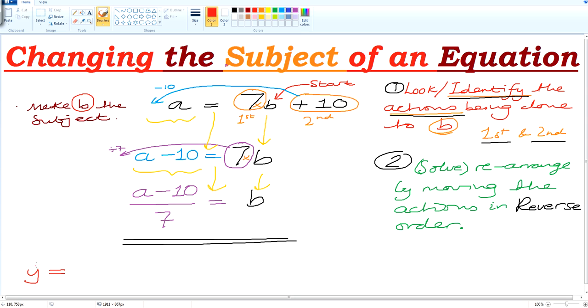Okay, one other thing that I wanted to point out here before I forget. Now, do we have an answer? It says a minus 10 over 7 equals b. Do we get a numerical answer in this question? No. The answer is no. So don't expect to get a numerical answer from this type of question.